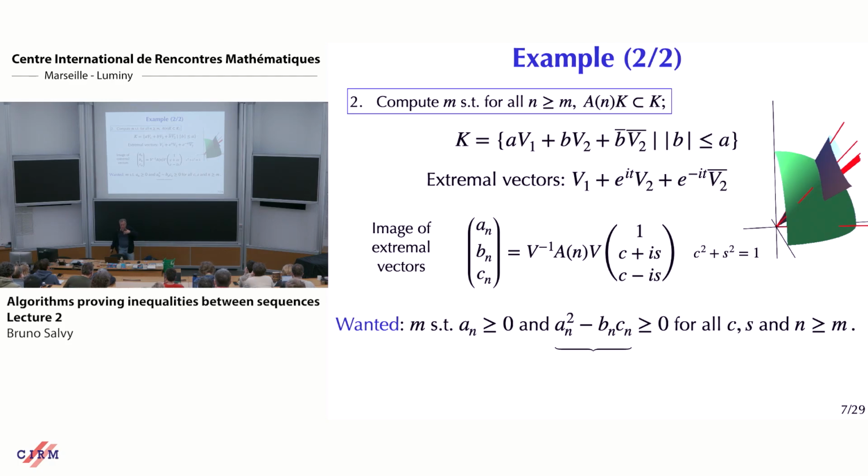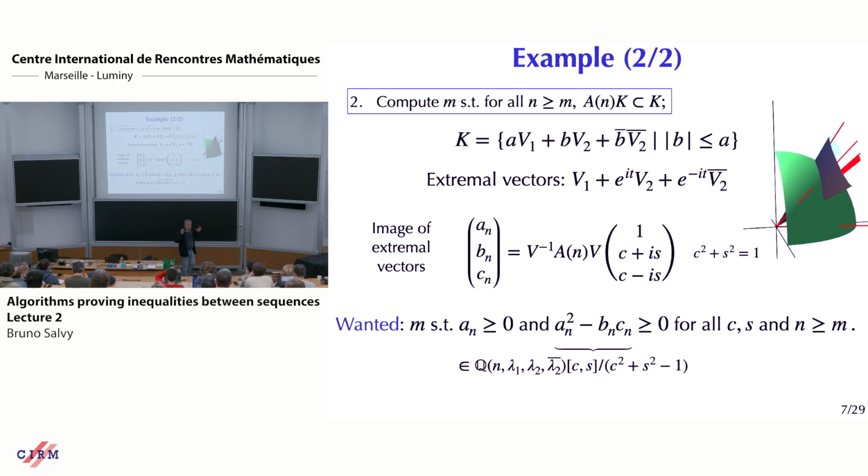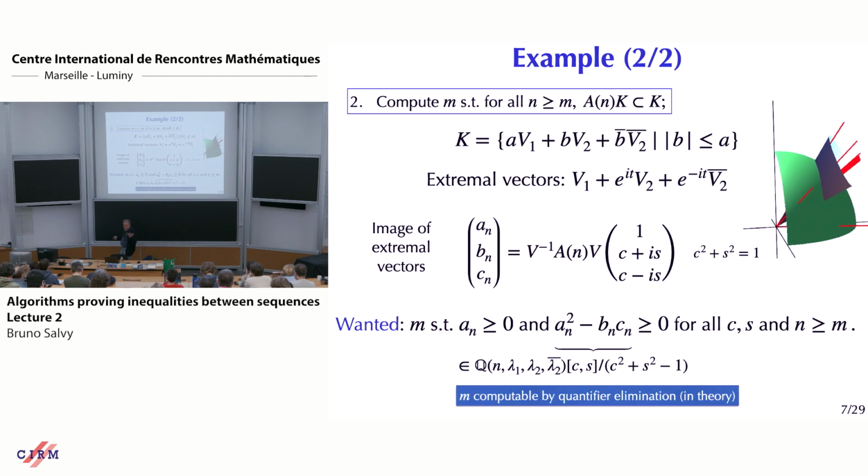And all n larger than m. And that's something you can, in principle, solve. So what is this, a_n squared minus b_n c_n? It's a polynomial in Cs with coefficients that are rational functions in n, lambda 1, lambda 2, lambda 2 bar that are algebraic numbers. So it's a question that in principle should be computable by quantifier elimination.